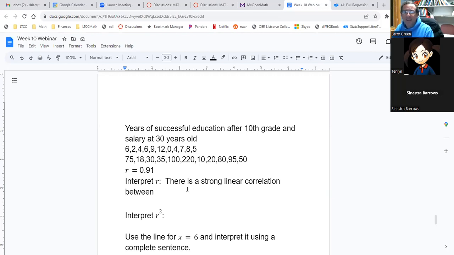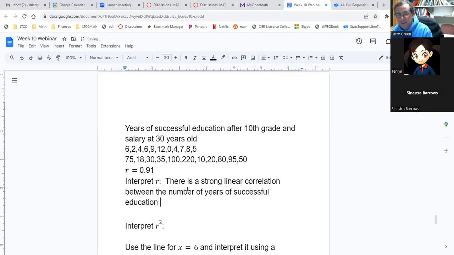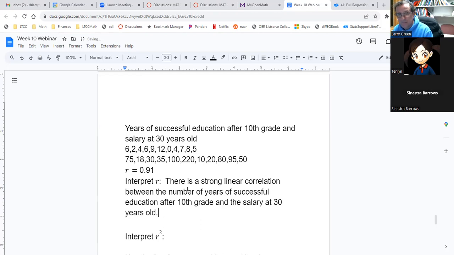So there is a strong linear correlation between the number of years of successful education after 10th grade and the salary at 30 years old. Any questions on that?